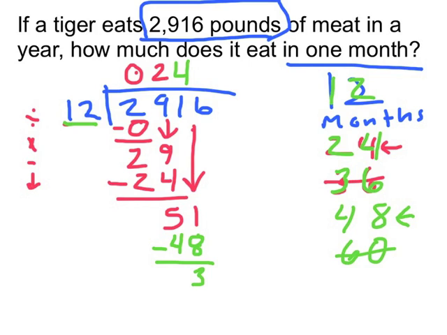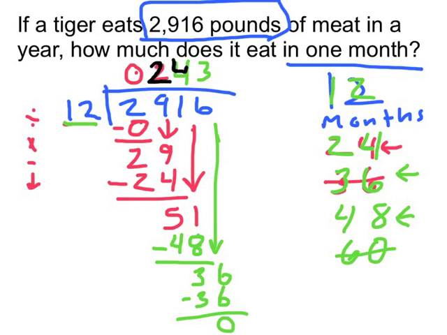Subtract, and we get 3. Bring down the next number, that's 6. 12 goes into 36, we can see it right here. That's 3 12s, so 36. Subtract, we see we have nothing left over. So the answer is 243 pounds. So the answer is 243 pounds in a month.